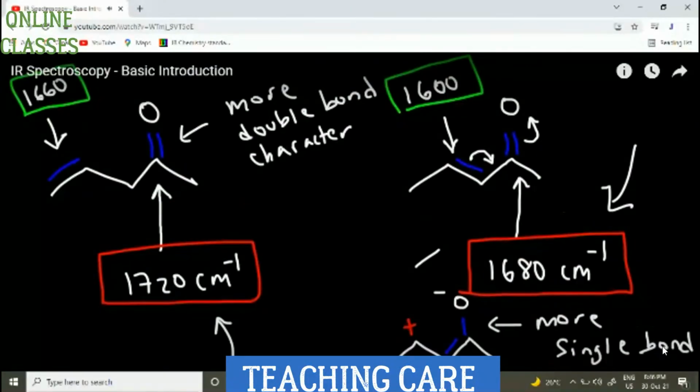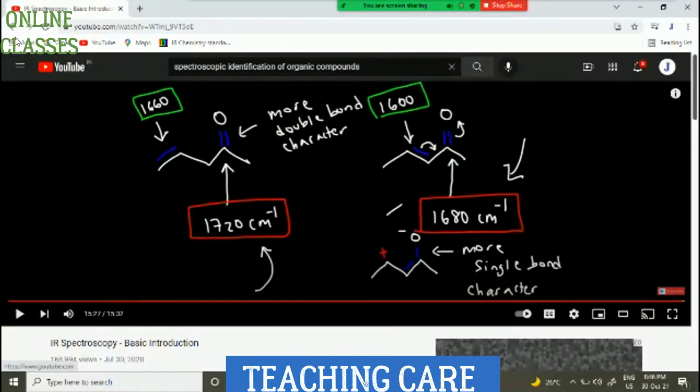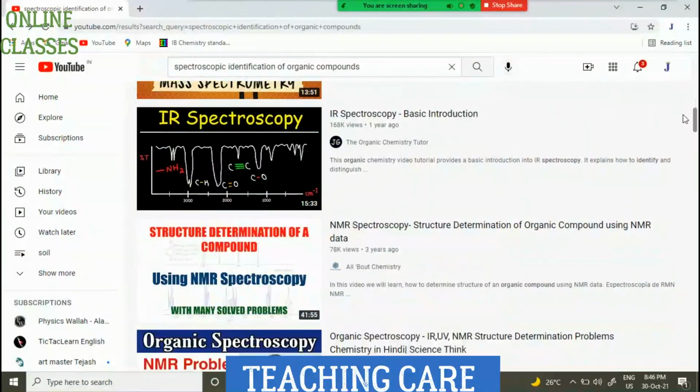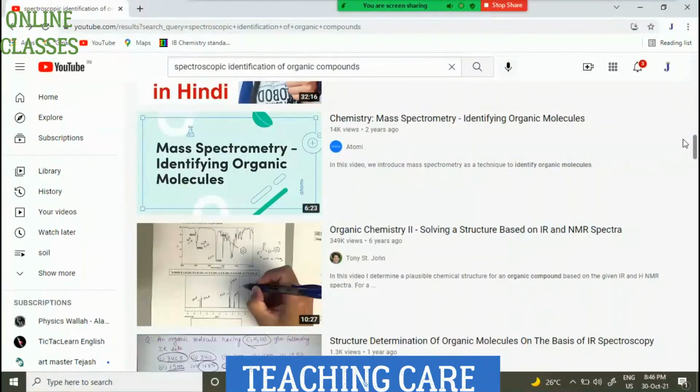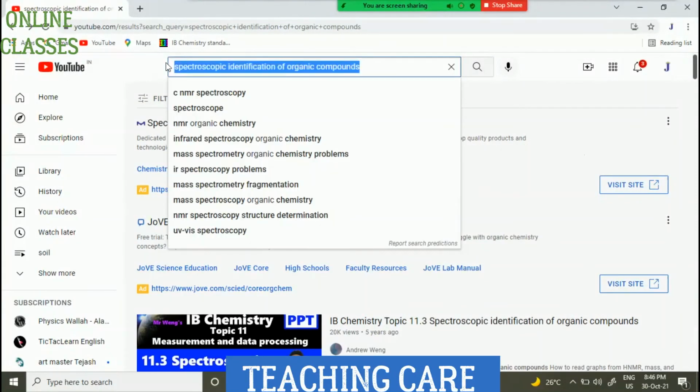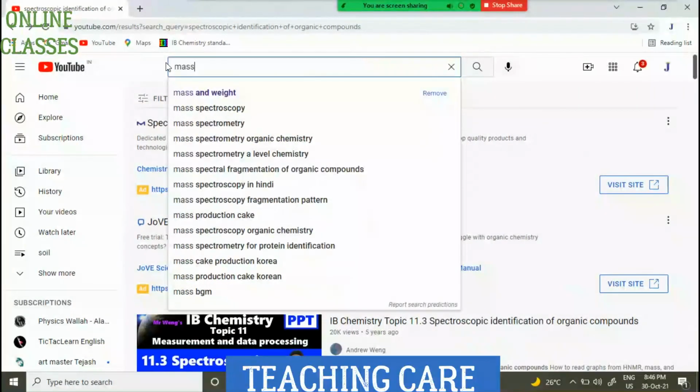Okay. Clear with IR? Yeah, ma'am. Okay, we'll go with mass spectroscopy and then we are done with the spectroscopy thing.